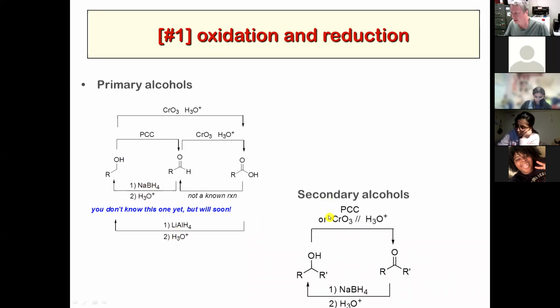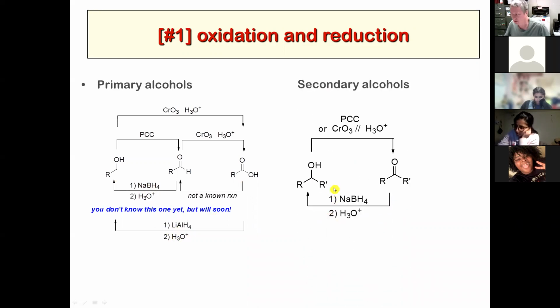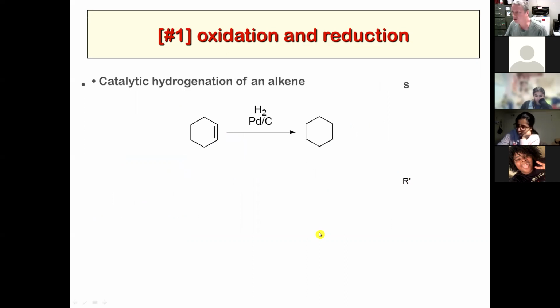Okay. Secondary alcohols are a little easier. It's just like you can oxidize or you can reduce, right? You can go up one state, you can go down one state. The oxidation reagent is PCC, the reducing agent's NaBH4. You can reduce an alkene, which basically means adding H2. Initially there's two CHs, now there's two CH2s. H2 with palladium on carbon is the way you can do that.